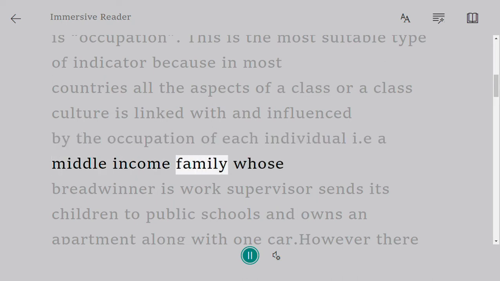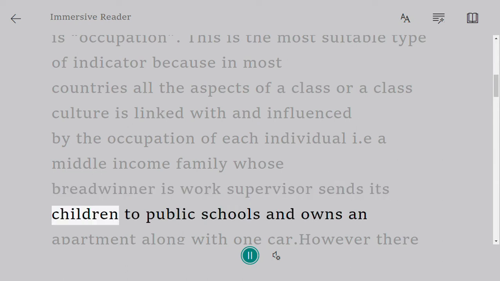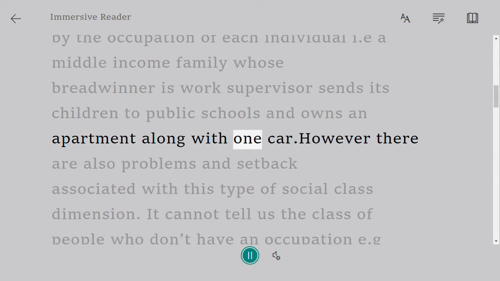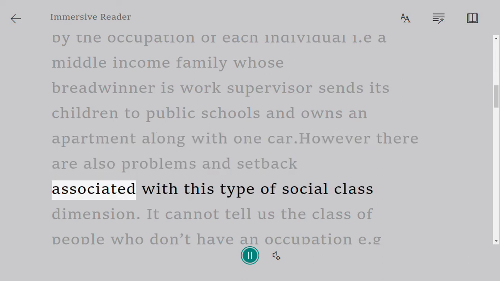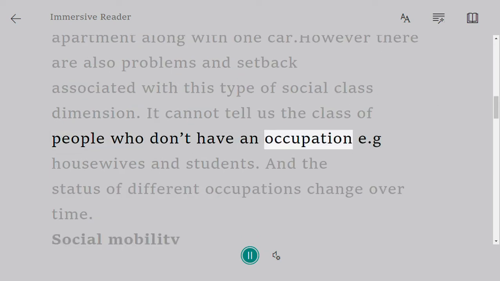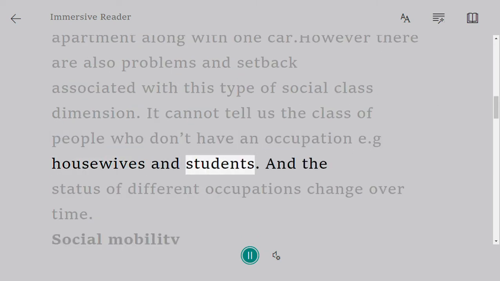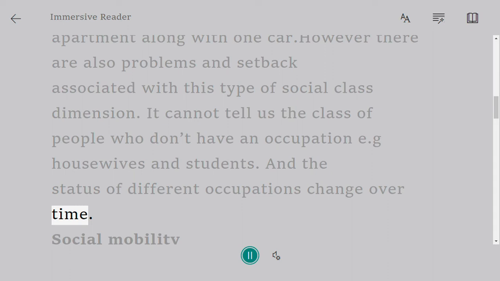a middle-income family whose breadwinner is a work supervisor sends its children to public schools and owns an apartment along with one car. However, there are also problems and setbacks associated with this type of social class dimension. It cannot tell us the class of people who don't have an occupation, e.g. housewives and students, and the status of different occupations changes over time.